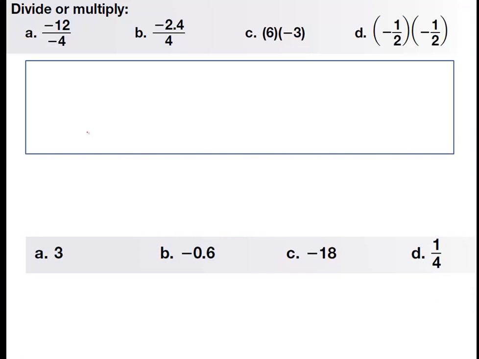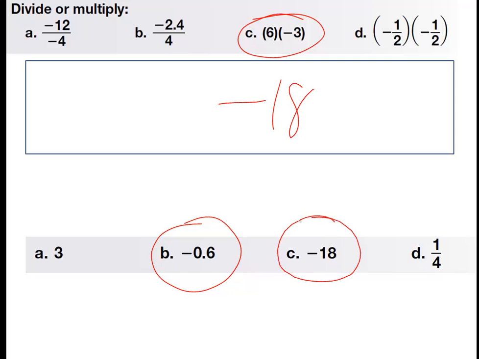So A is a positive 3, because 3 negative 4's go into negative 12. And here, 4 divided into negative 2.4 is negative 0.6. Then 6 times negative 3, because they're different signs, is going to be negative, and 6 times 3 is 18. So that's how we get our answer there. And then here, negative 1/2 times negative 1/2, because they're both negative, it's going to be positive. 1 times 1 is 1, and 2 times 2 is 4, so it's a positive 1/4. Hopefully you got all 4 of those right.